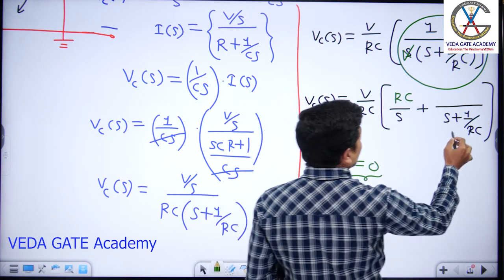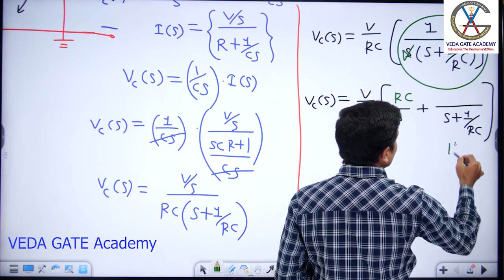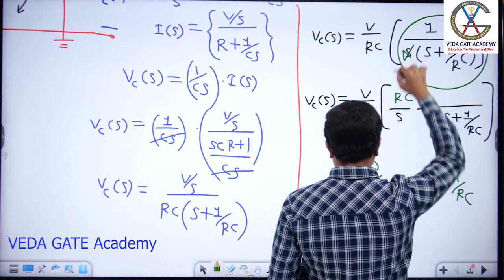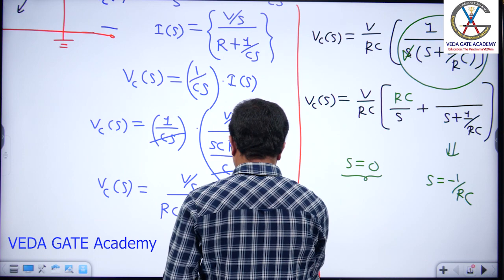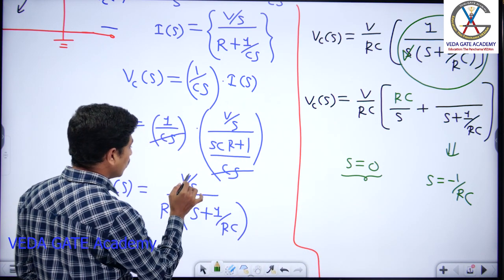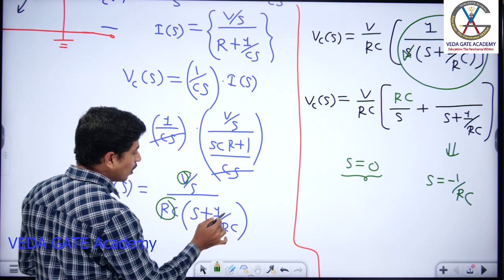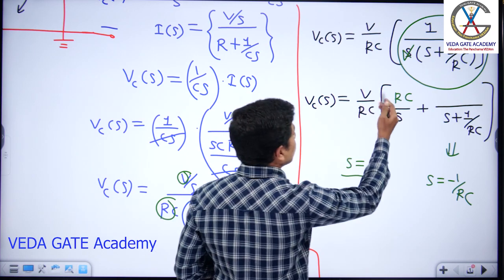Now if we want the other constant, what to do? Make this denominator equal to 0. We get S equal to minus 1 by RC. V and RC we kept outside. In the remaining expression, remove this term. We have 1 by S, with V by RC outside.